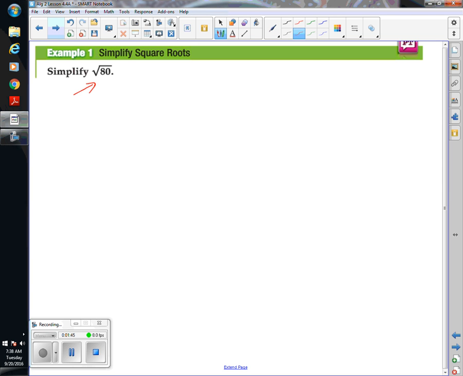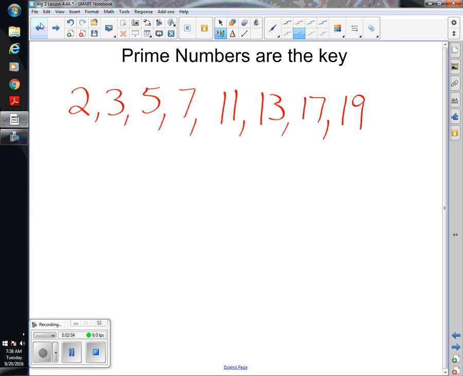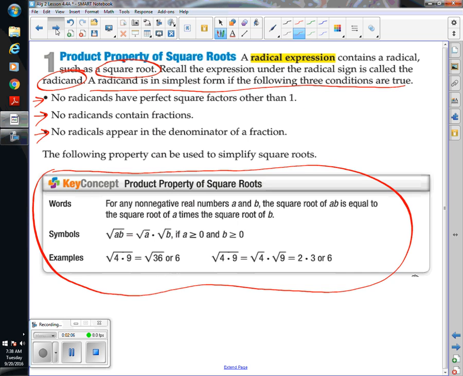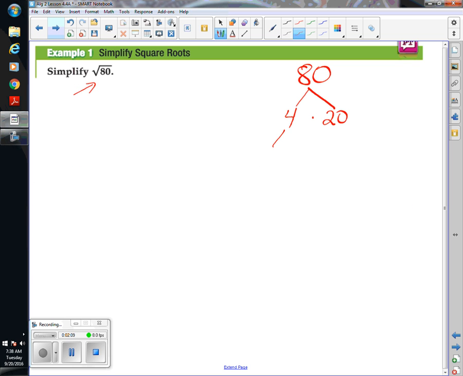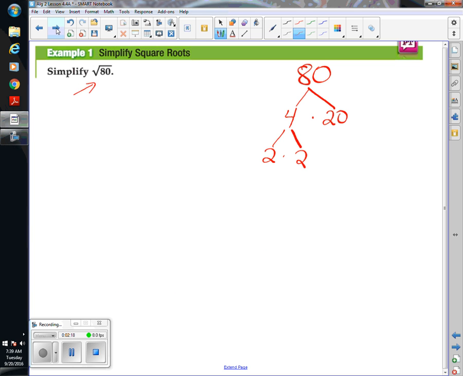Step 1, we need to factor 80 into its prime factors. The easiest way to do this is to use a factor tree. We're going to break 80 apart into two numbers that we know we can multiply to get 80, such as 4 times 20. That will give us 80. Now 4 is not a prime number, so you can see that by this list. 4 is not a prime number, so we need to break it down further. 4 is 2 times 2. Now we know that 2 is a prime number. It's from the prime number list. So I'll go ahead and circle those.